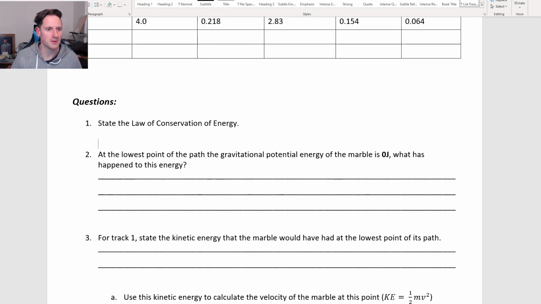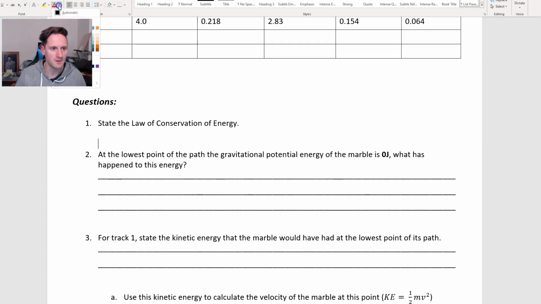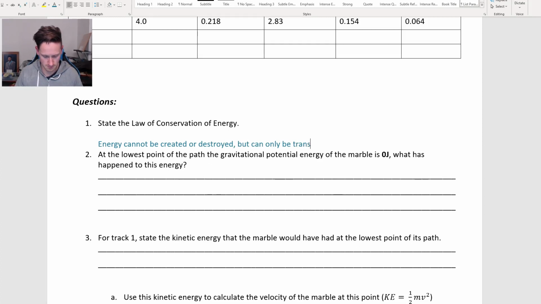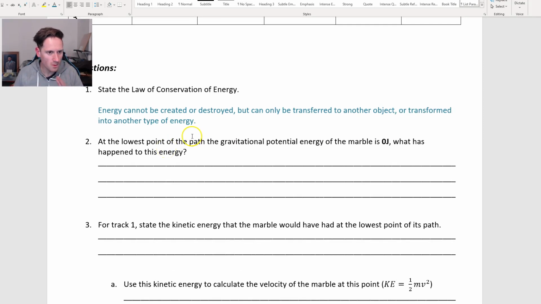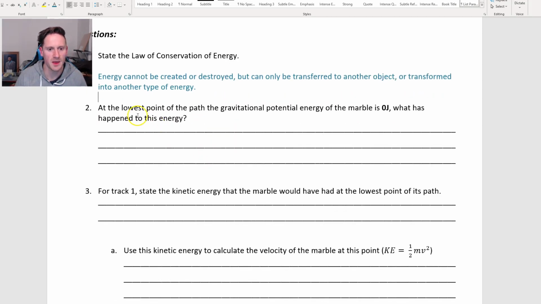Now, when you write this, I would use a different color. So you can have your answers in, I don't know, blue. Transferred to another object, or transformed into another type of energy. Okay, I'm not going to answer all the questions, but we can do that. That's a quick Google search, easy peasy.